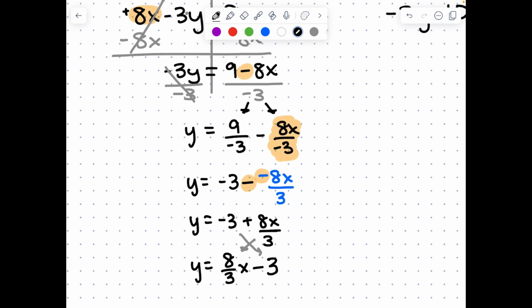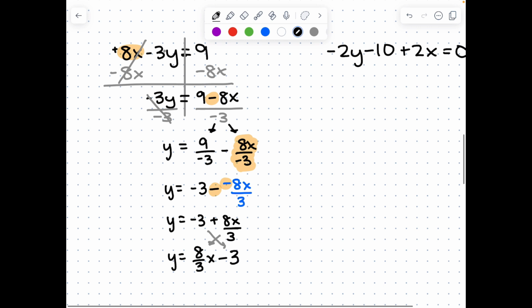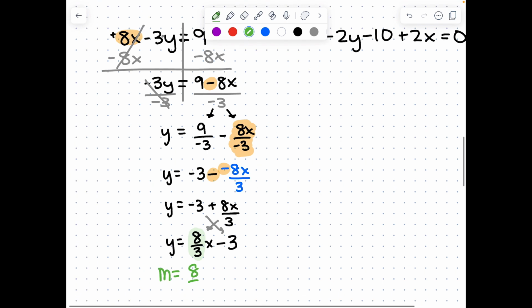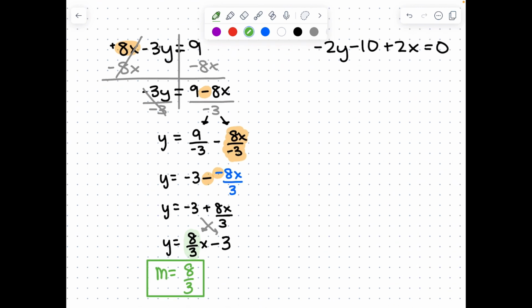Now, ultimately, we can't lose sight of what our goal was, right? Our goal was to find the slope. And now that we have this in slope-intercept form, slope is the coefficient on x. The y-intercept is -3. We don't need that right now. But that means our slope here is 8/3. So our line, for every 8 units that it rises, that it goes up, it goes over, or it runs 3 units.